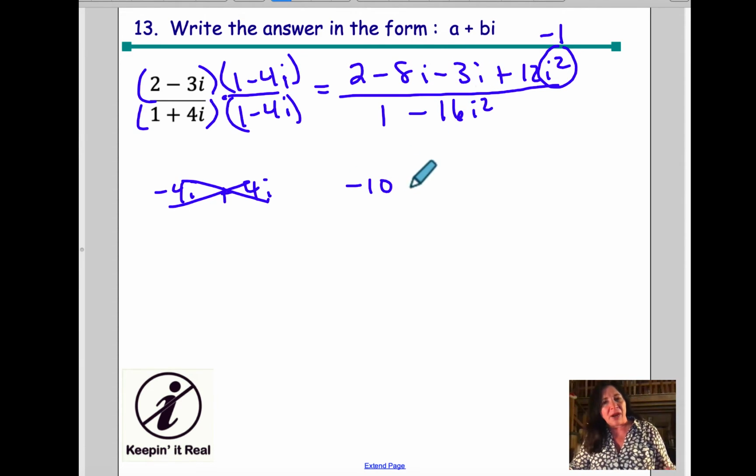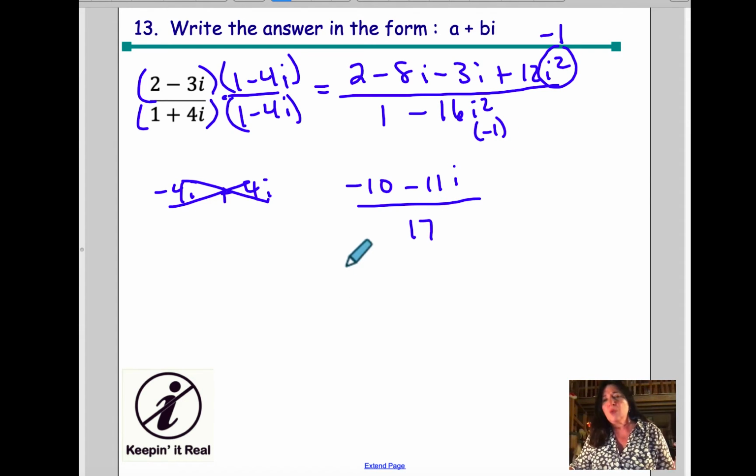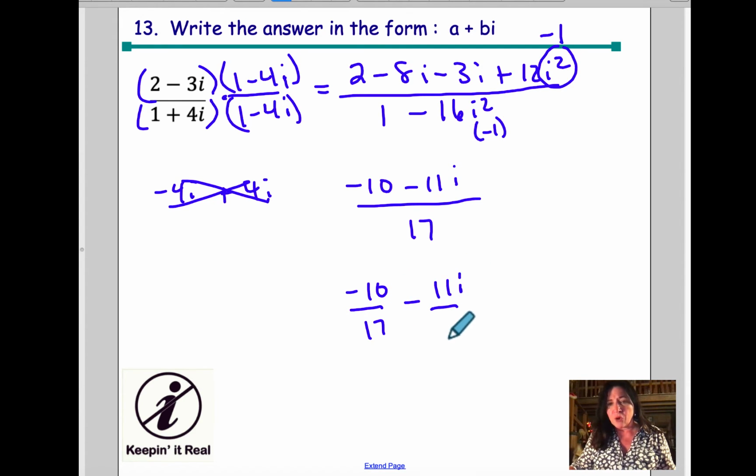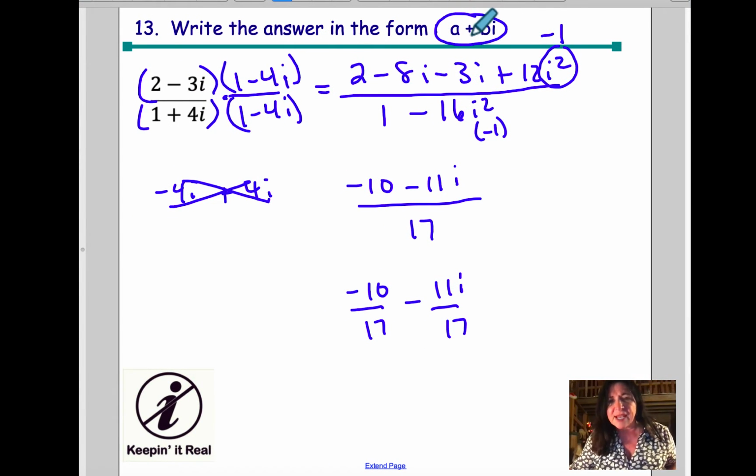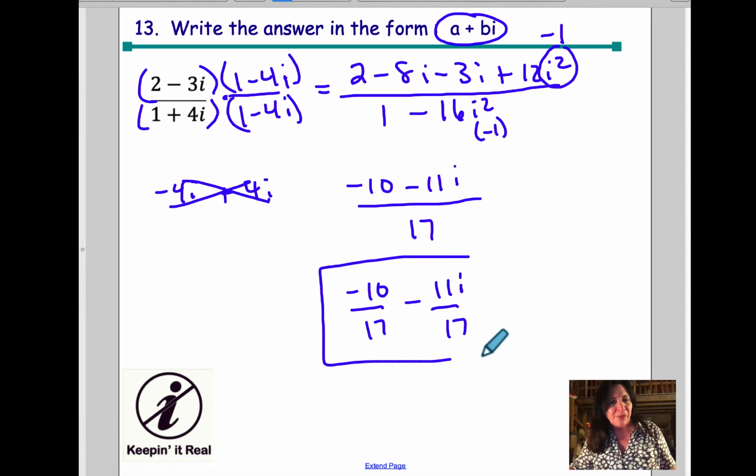And then negative 8 minus 3 is negative 11i. And then on the denominator, I've got 1. And then this is negative 1 here. So 1 minus 16 times negative 1 is plus 16, which means that's 17. Which means that now my values are going to be negative 10 over 17, and then minus 11i over 17. Because look at the directions. The directions say put your answer in a plus bi form, which means, yes, you need to split those apart.